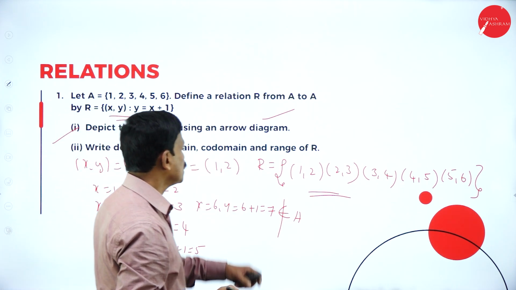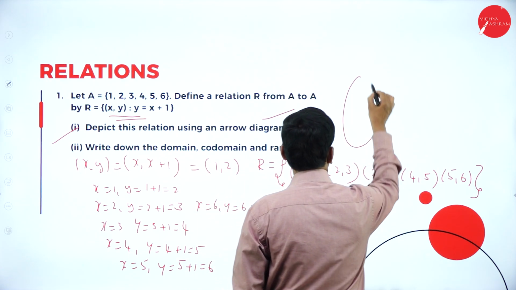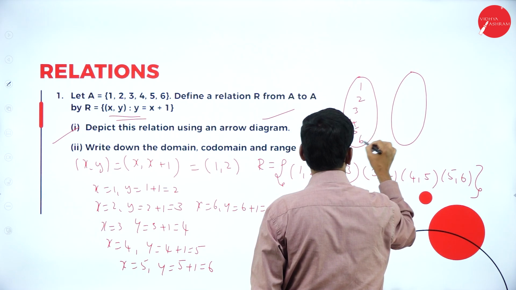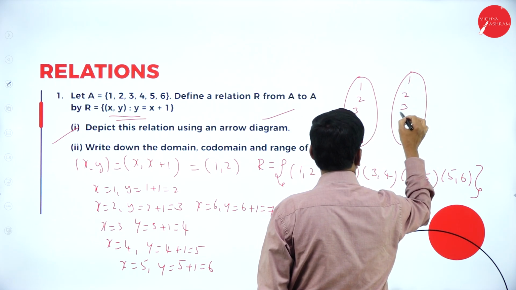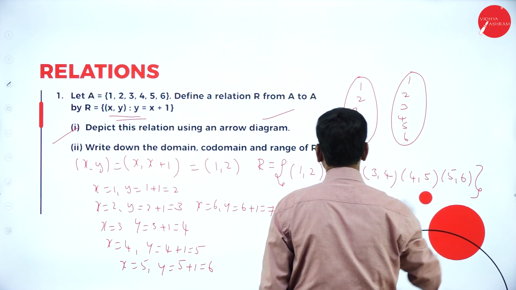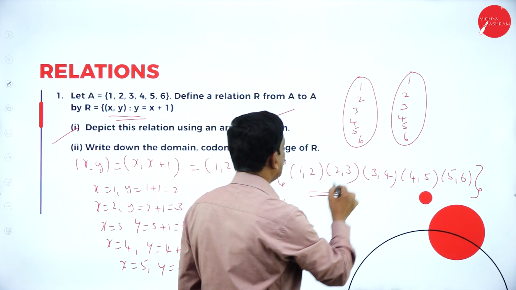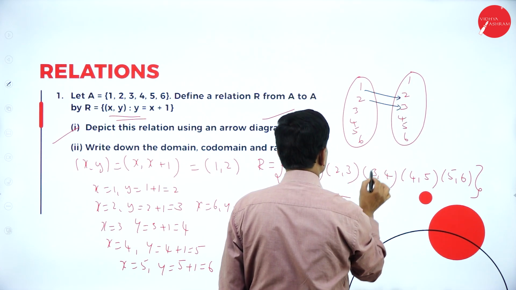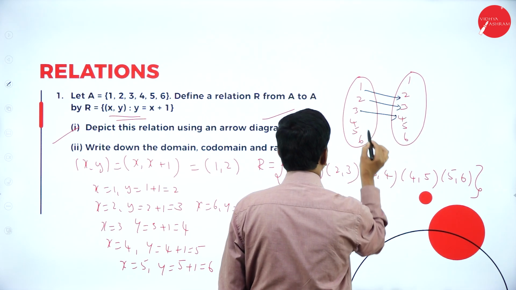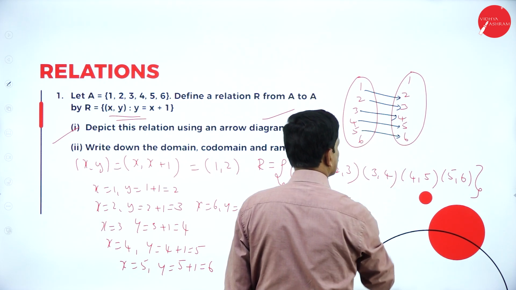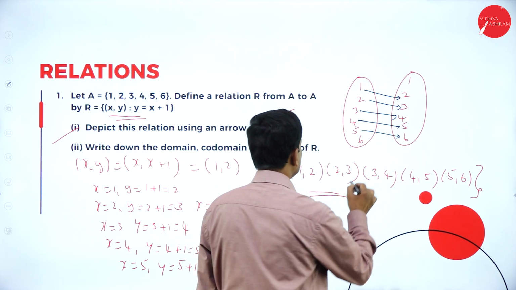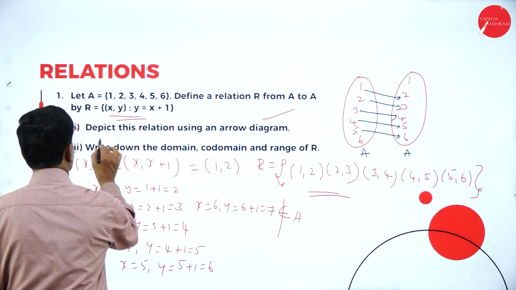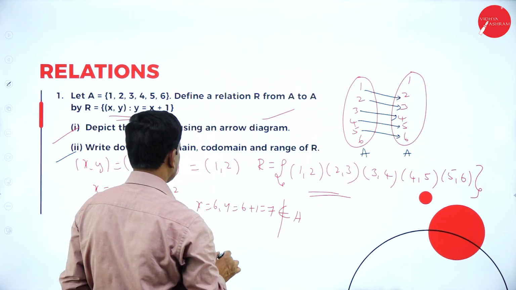Depict this relation using an arrow diagram. So arrow diagram. A contains 1, 2, 3, 4, 5, 6. B contains 1, 2, 3, 4, 5 and 6. Right. Now what is the relation? 1 to 2, again 2 to 3, again 3 to 4, again 4 to 5, 5 to 6. This is called an arrow diagram, a relation from A to A. Now what is the second part? Write down the domain, codomain and range.